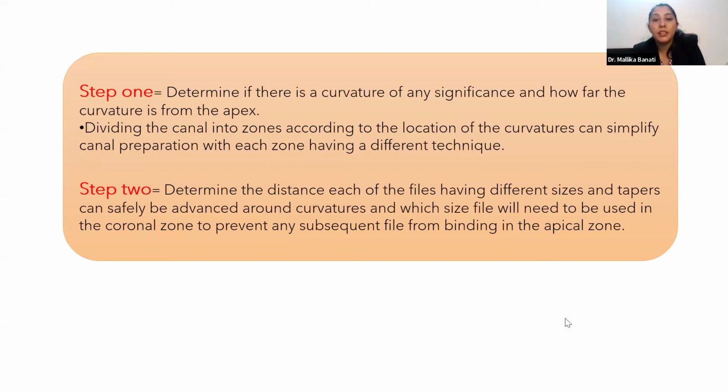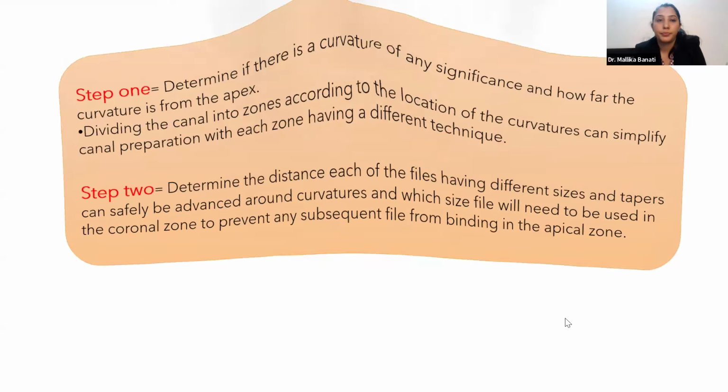Step two will be to determine the distance to which each of the files having different sizes and tapers can safely be advanced around curvatures, and which size file will need to be used in the coronal zone to prevent any subsequent file from binding in the apical zone.